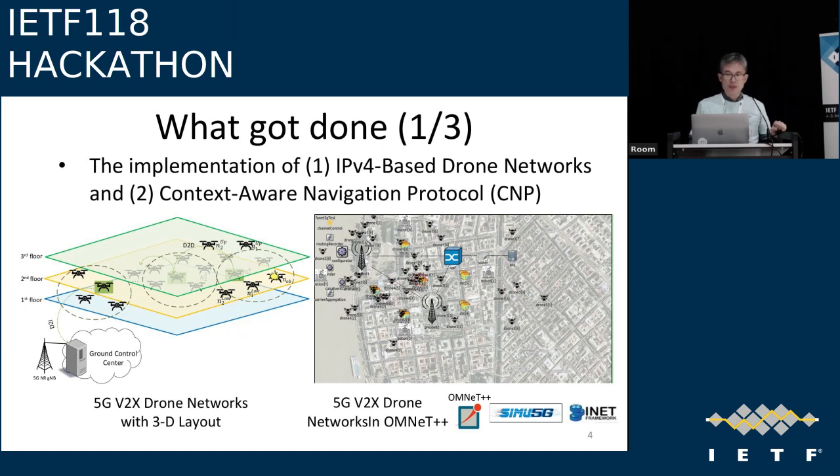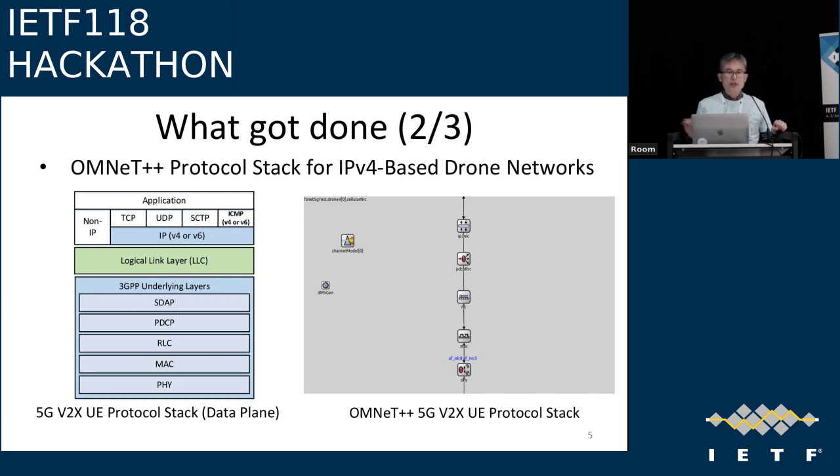We use SIM5G because this communication is based on 5G, V2X, IPv6, and IPv4. This time, we demonstrate the IPv4-based drone network first. This figure shows, on the left-hand side, the protocol stack: 3GPP underlying layers. On top of it, we have a logical link control layer, LLC, to support any kind of medium, such as WAVE or 5G. And on top of LLC, we support IPv4 or IPv6.